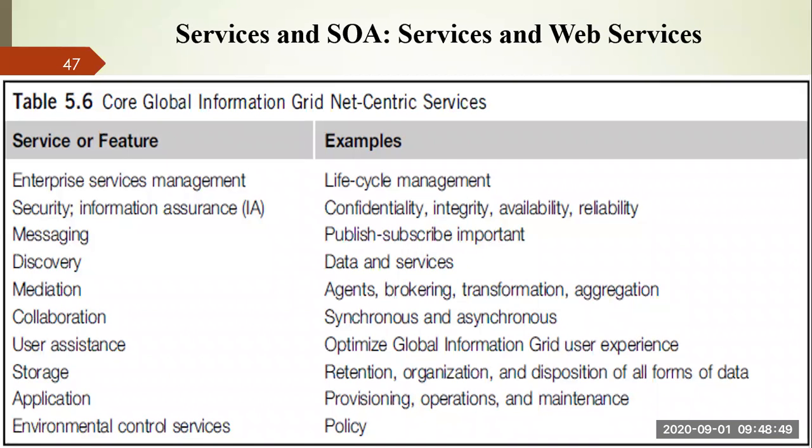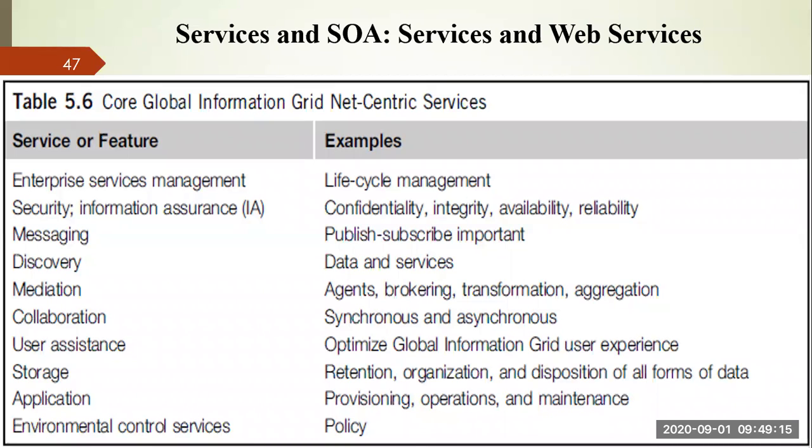So various services, like you can see, enterprise service management, security, messaging, discovery, mediation, collaboration, user assistance, storage, application, environment control services. These are the services provided by these net-centric services, right? So you can develop particular web services. Suppose a user requires a subset of these services, then accordingly you can provide the services, right?